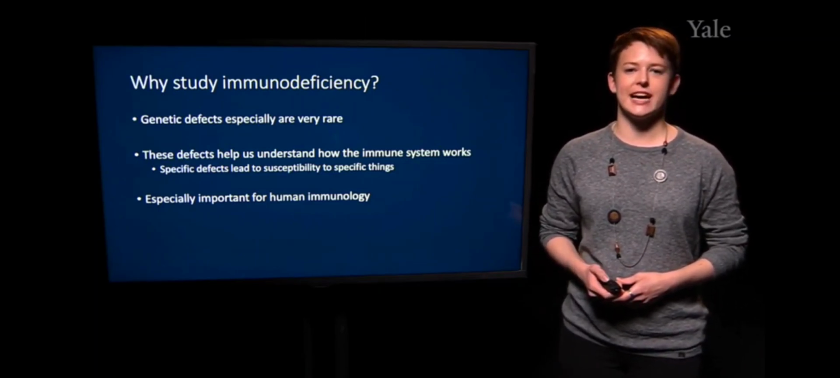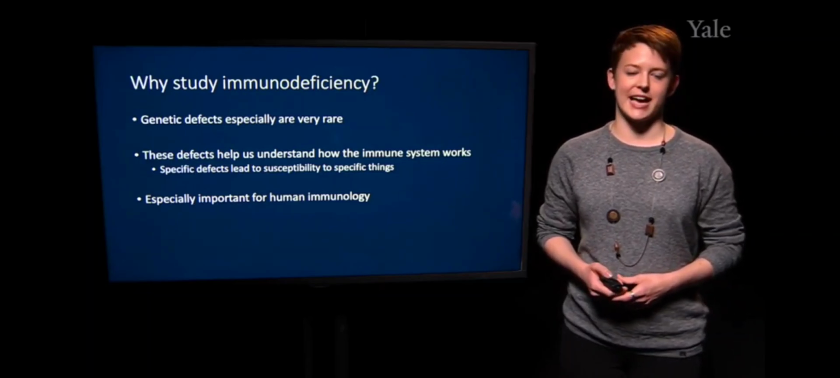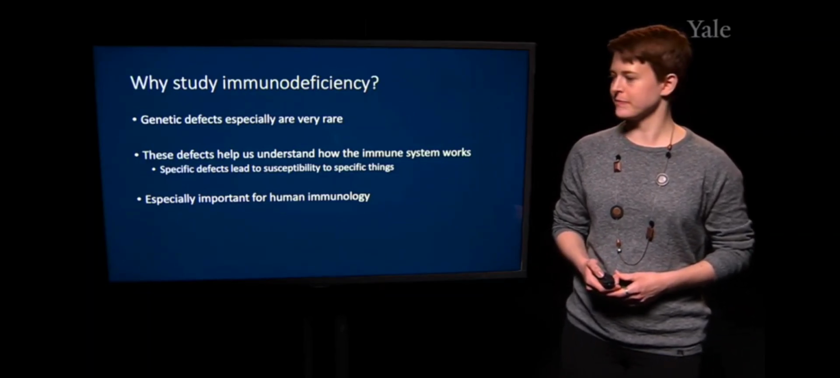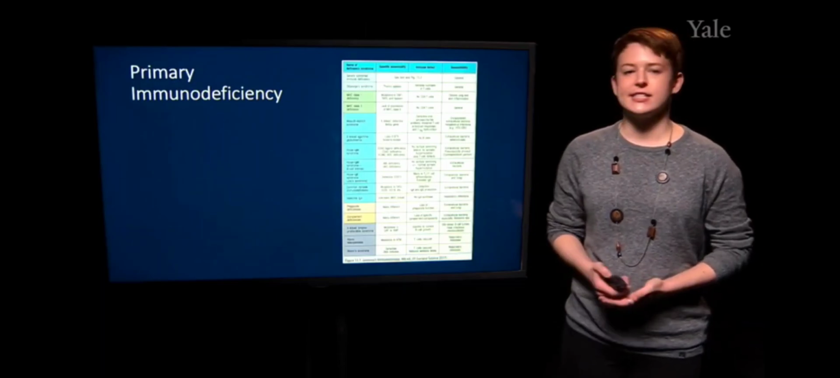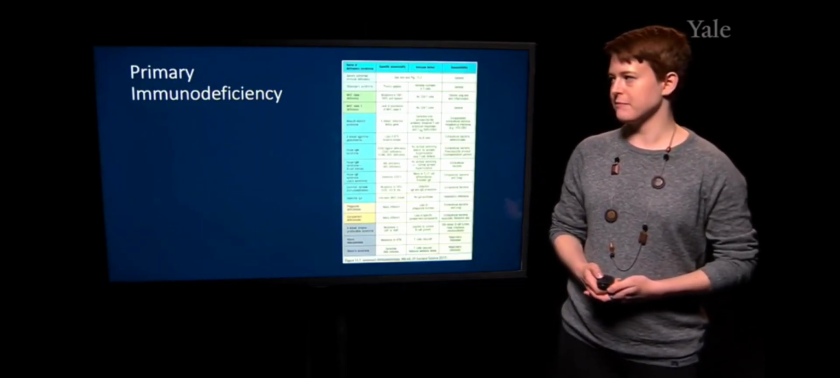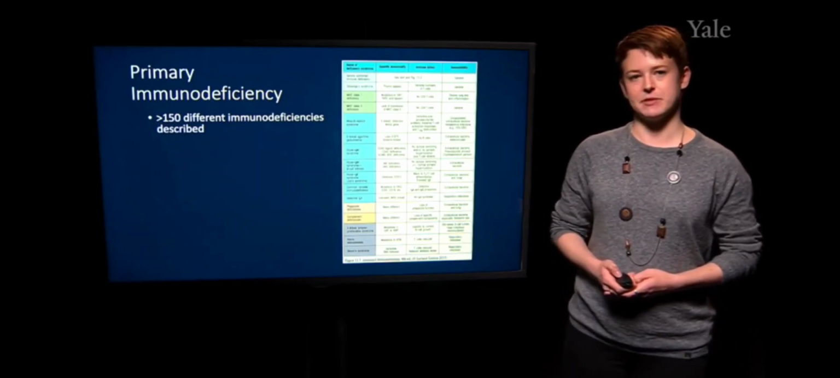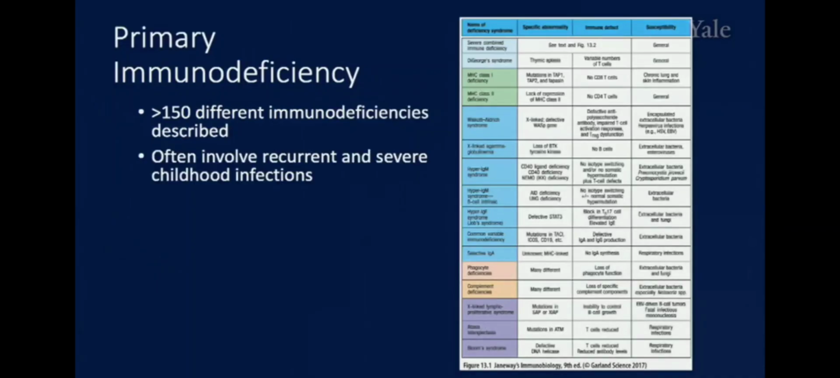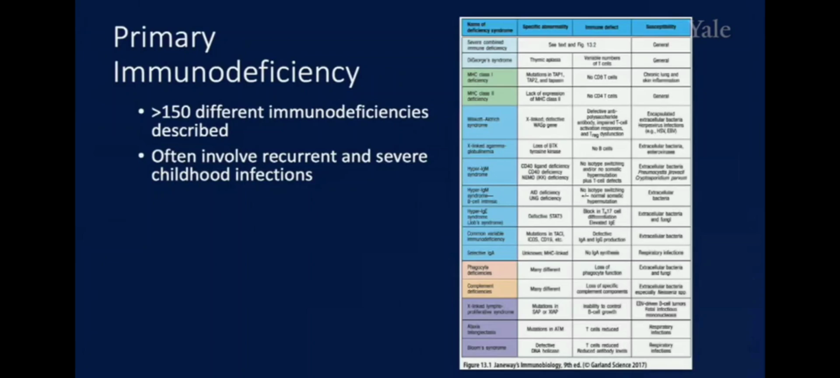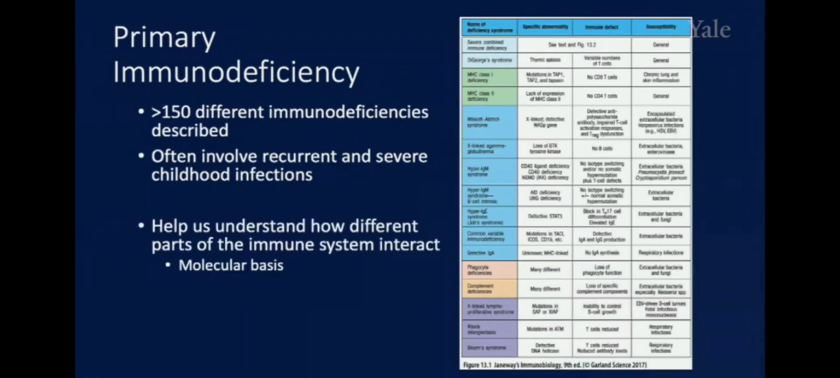So there are many types of primary immunodeficiencies. In fact, there are over 150 different immunodeficiencies that have been described. And they often first show as severe and recurrent infections during childhood. And as I mentioned before, these defects, when we look at them together and see the symptoms that they cause, really help us understand the molecular basis of the immune system.